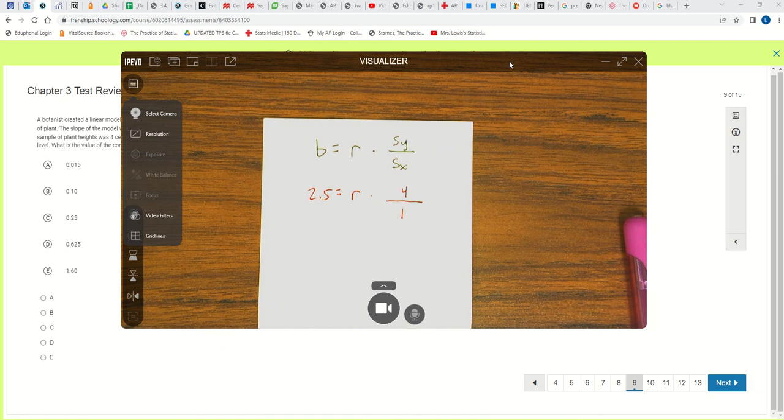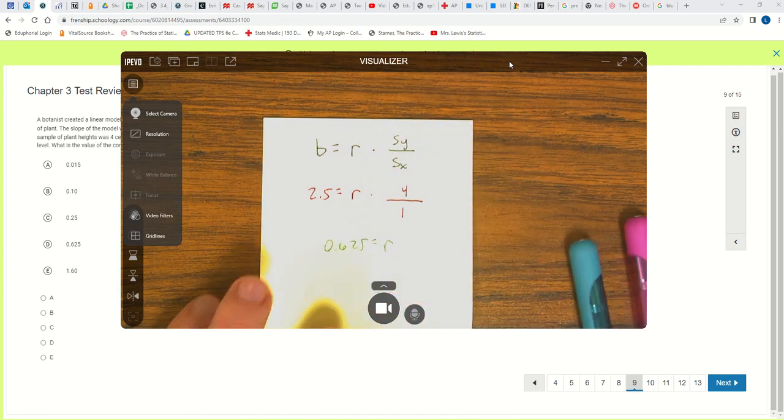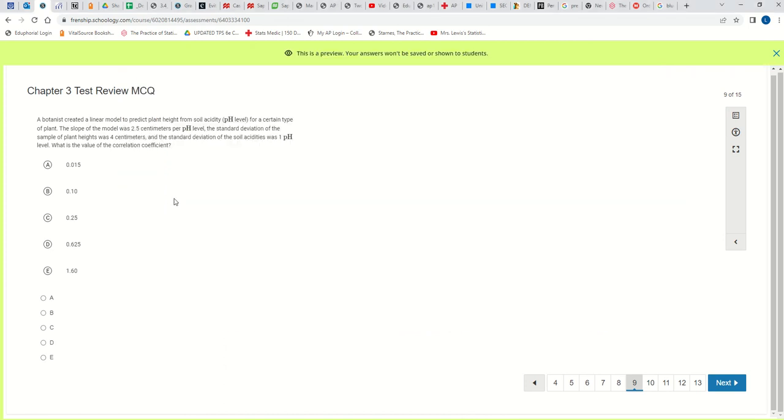So basically that's 4R equals 2.5. Divide both sides by 4. In your calculator, 2.5 divided by 4 gives you 0.625 is the correlation coefficient.